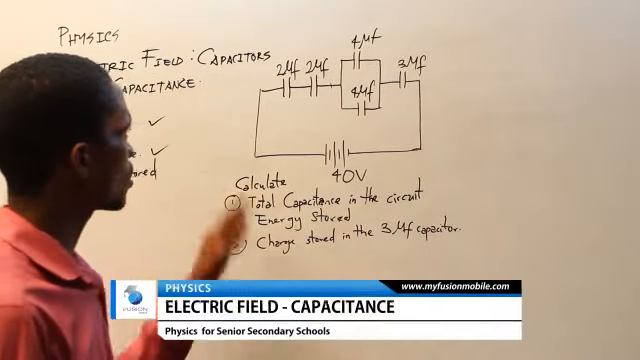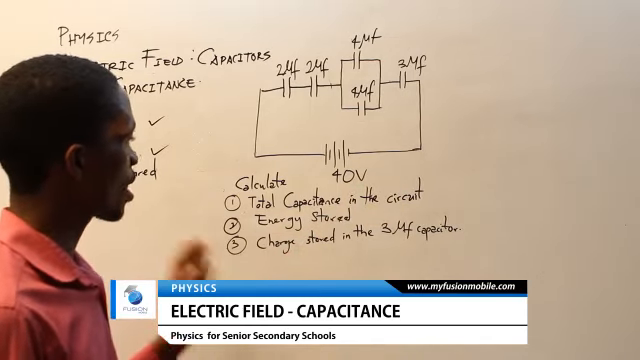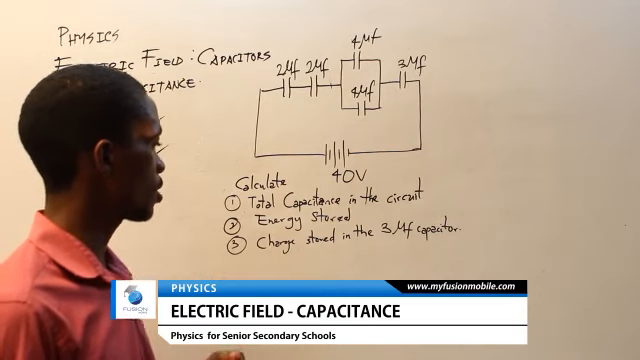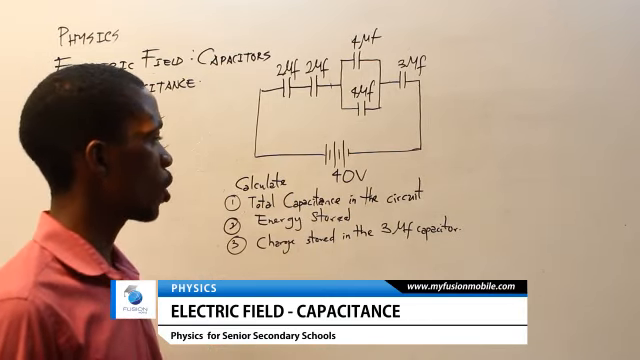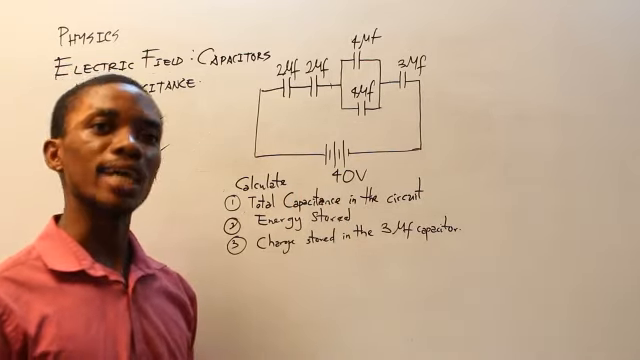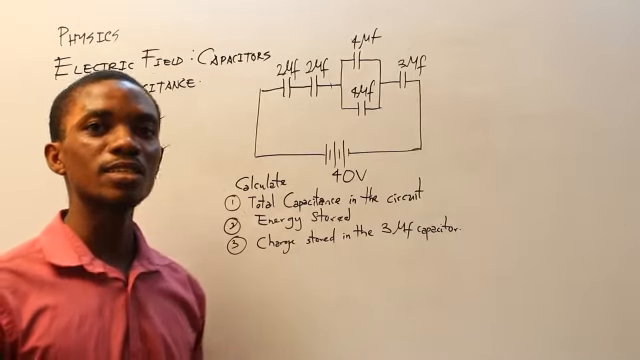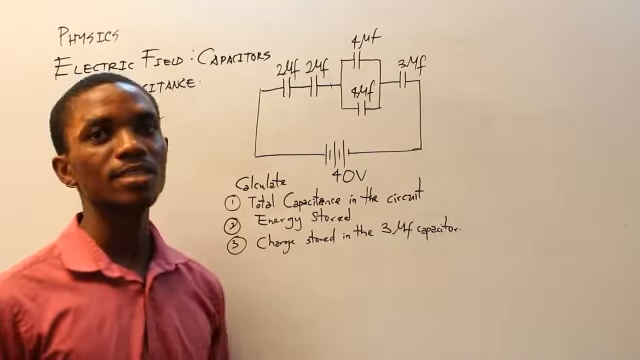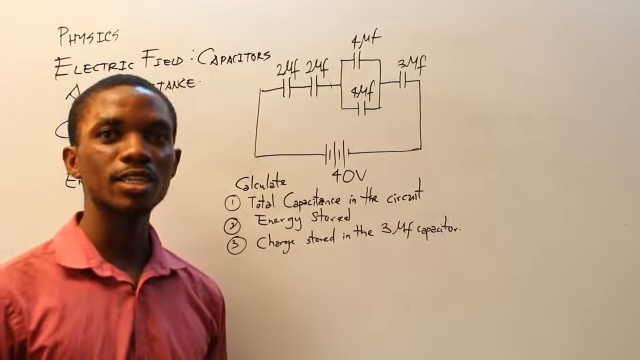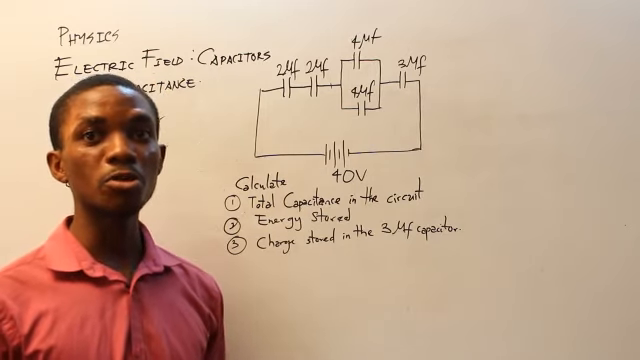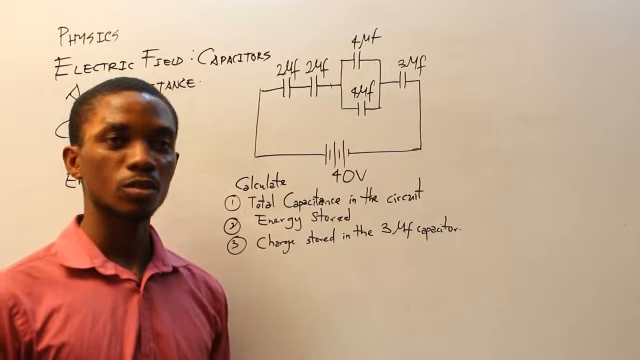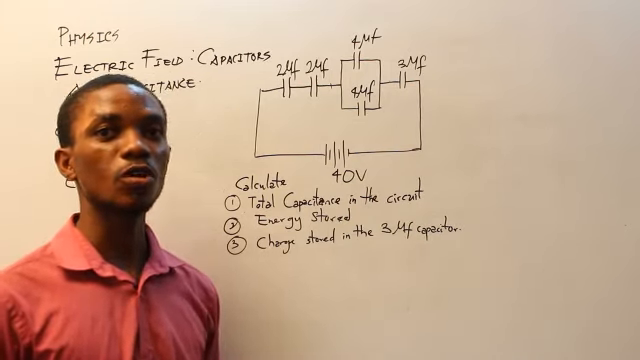We have this question. They give us this particular diagram and we have to calculate the total capacitance in the circuit, energy stored in the circuit, and charge stored in the 3 microfarad capacitor. And that's very good for me to remind you. The unit of capacitance is farad. And it can be microfarad, picofarad, femtofarad, kilofarad, even millifarad. But farad, that's the unit of capacitance.